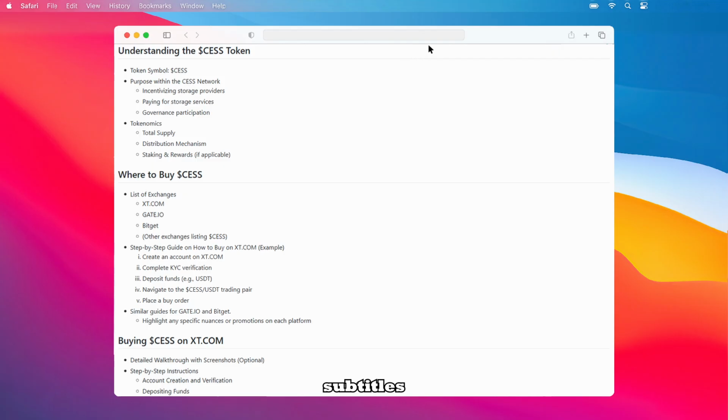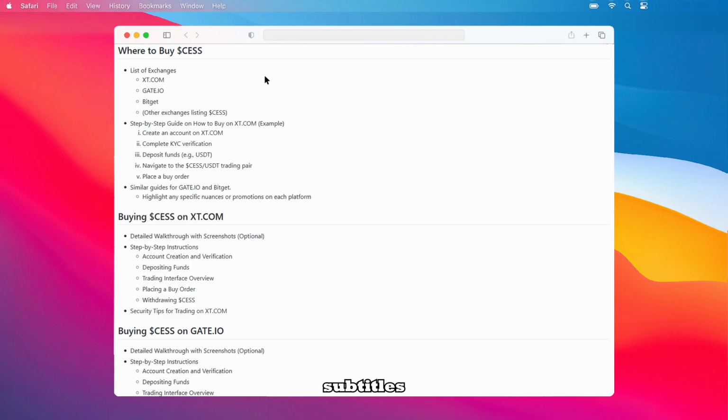Where can you buy $CESS? It's currently listed on several exchanges, including xt.com, Gate.io, and BitGet. Let's take xt.com as an example and explain the general steps. First, create an account on xt.com. Then, complete their KYC verification process. Next, deposit funds, typically USDT, and navigate to the $CESS/USDT trading pair to place a buy order. Similar steps apply to Gate.io and BitGet, although each platform may have its own specific nuances or promotions.